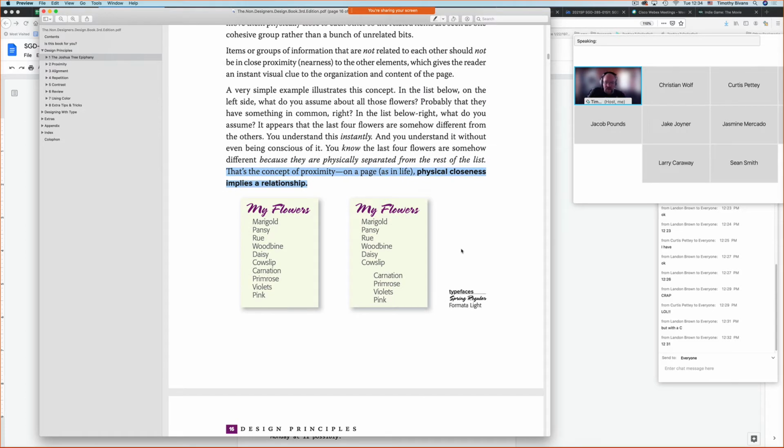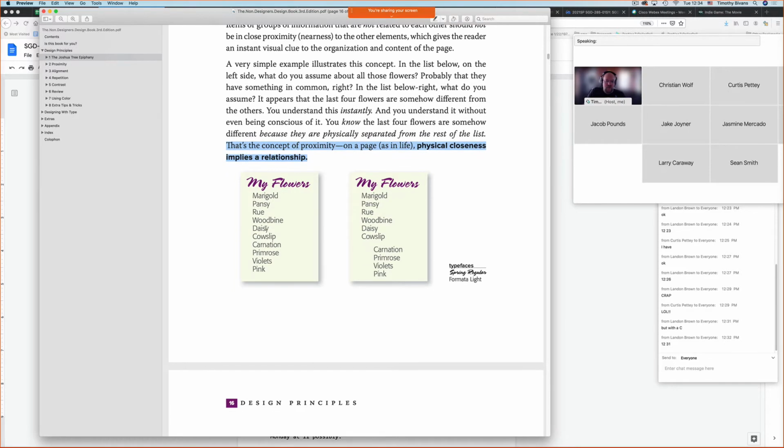All right, so if you look at these two My Flowers examples, what would you assume? Those last four flowers on the right seem somehow different. So the carnation, primrose, violets, and pink, you assume they're different. For some reason, you may not know why, but you assume that they're set out for a reason.